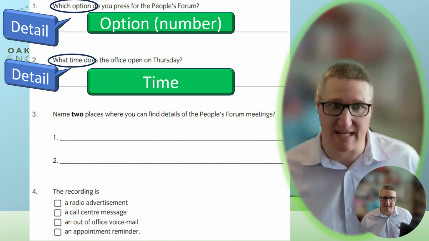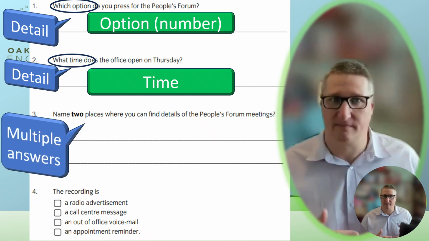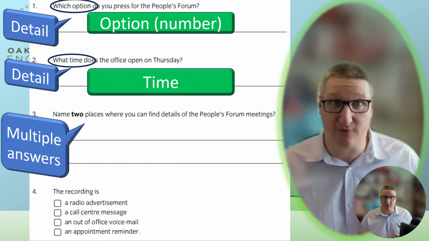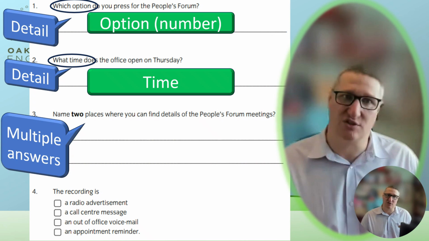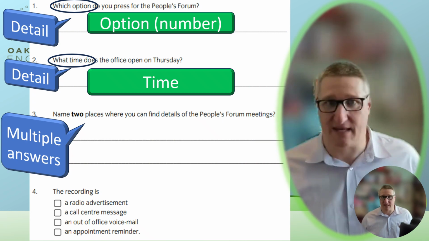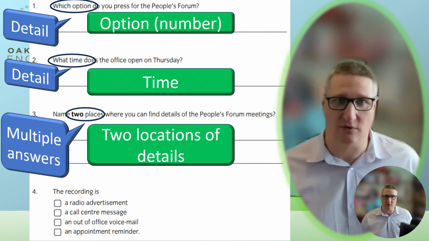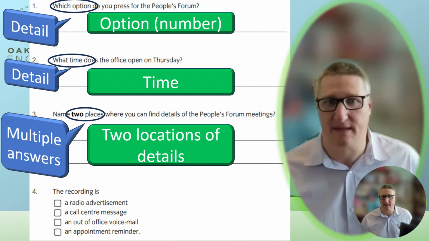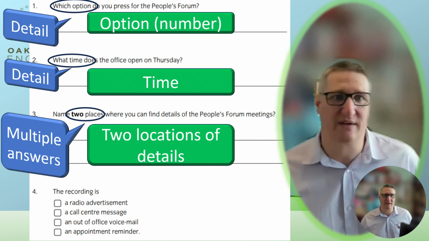Question 3 is asking for 2 answers. 3 or possibly 4 answers may be given, but you only need to choose 2 of them. The locations may be in the newspaper or a website or in the back of a library book. You only need to say website or sign without giving enormous detail.